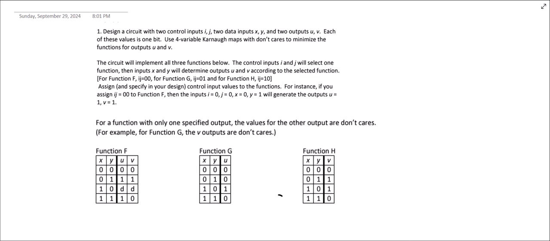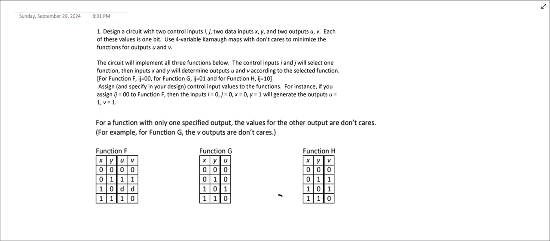So I had one recording that showed you how to do this for the similar lab in the spring. This one is for the lab for this fall, 2024. And I'm not going to show you exactly how to do it before you've done the lab, but I will help you get started on it.